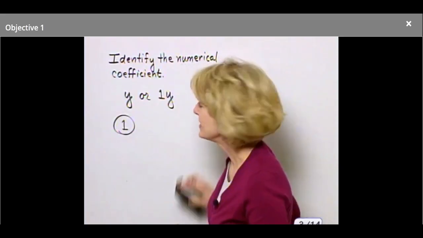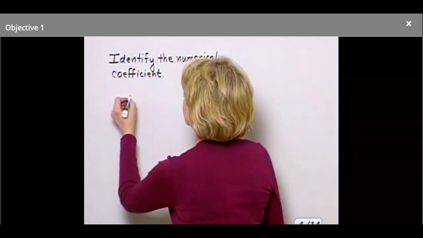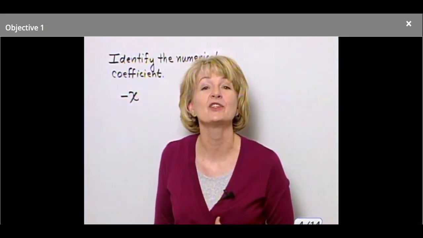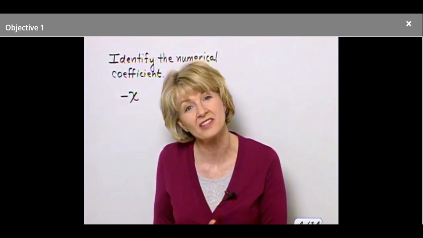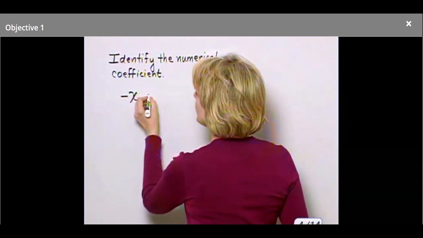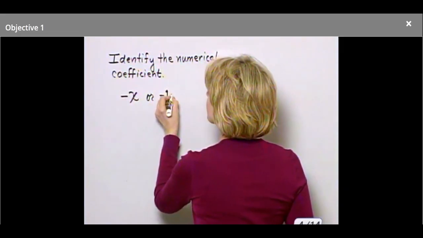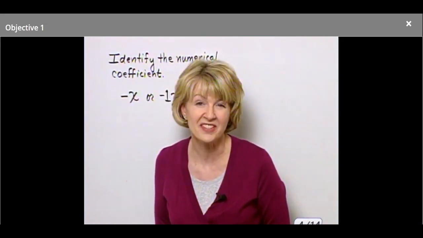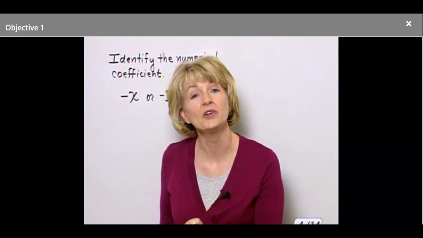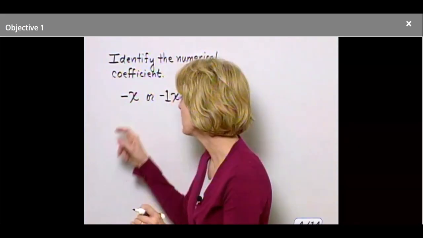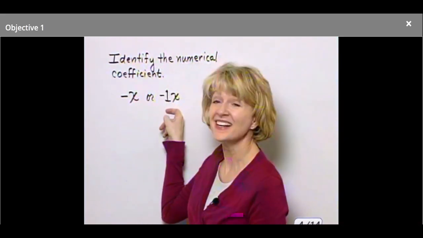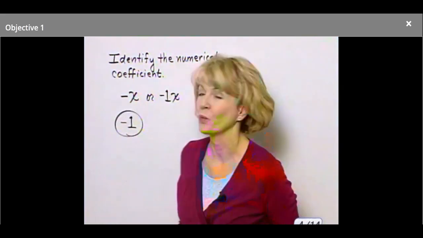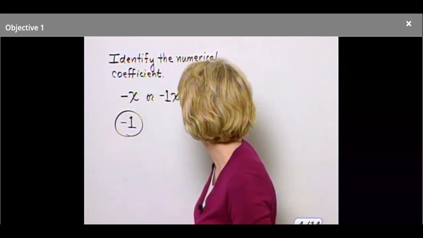What if we have, say, -x? There is my term, -x. I'd like to identify the numerical coefficient of this term. Well, you can think of -x as -1x if it helps. So what is the numerical coefficient? It is an understood -1. The numerical coefficient of this term, because it is the same as this, is -1.